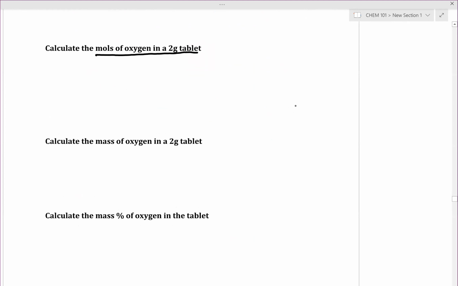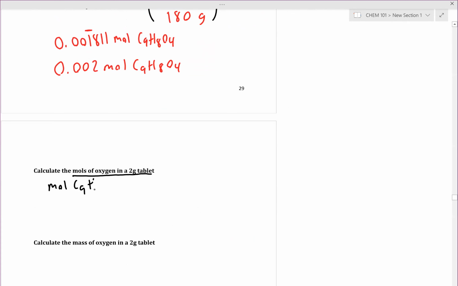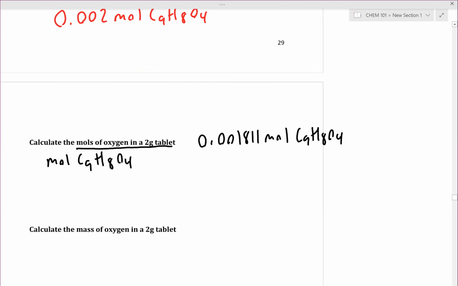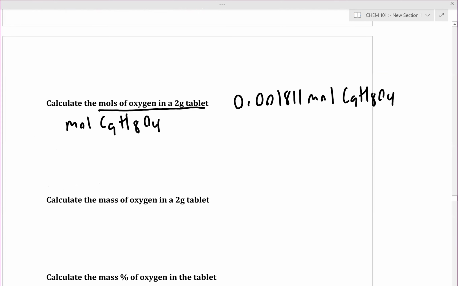So how do we go about doing this? We are given, and we've calculated previously, the moles of aspirin, right? So looking above, we know the moles of C9H8O4. We know that we have 0.001811 moles of aspirin. Okay, so we know the moles of aspirin, and we're asked to go from the moles of aspirin to the moles of oxygen.